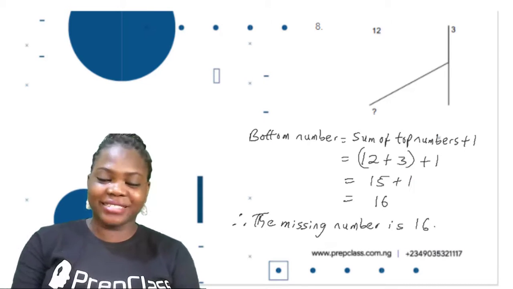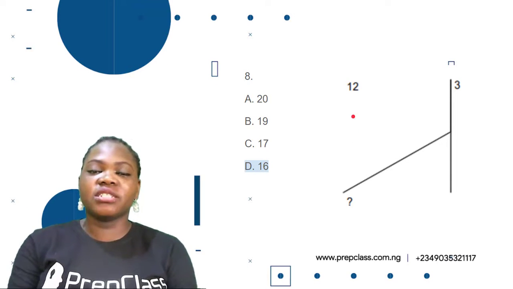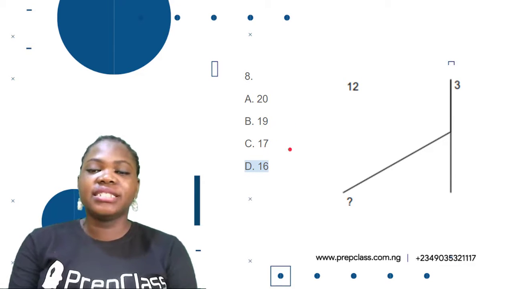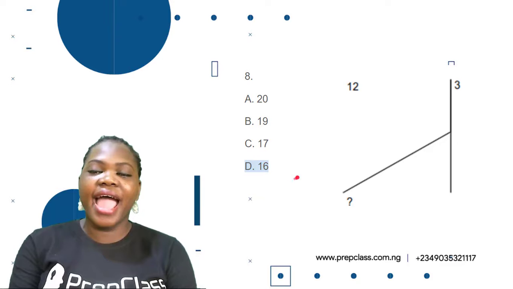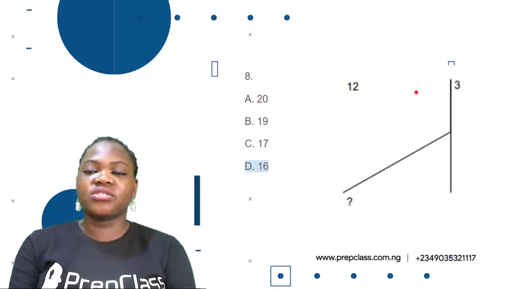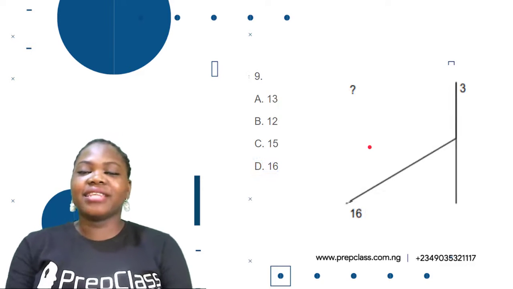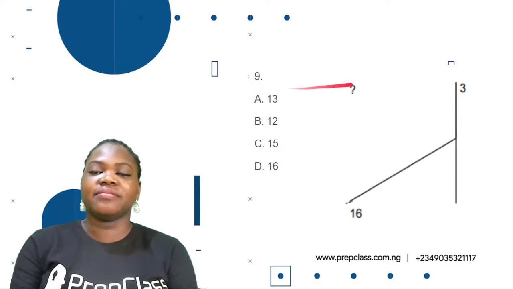As simple as that. Now, which of the options is correct? A, 20, wrong. B, 19, wrong. C, 17, wrong. D, 16, correct. 12 plus 3 is 15. 15 plus 1 is 16. Now, the next question, question 9.